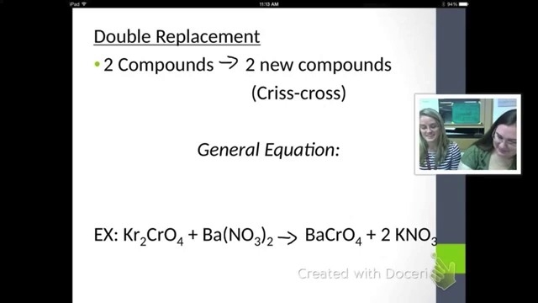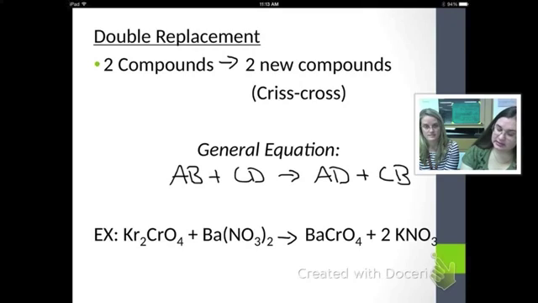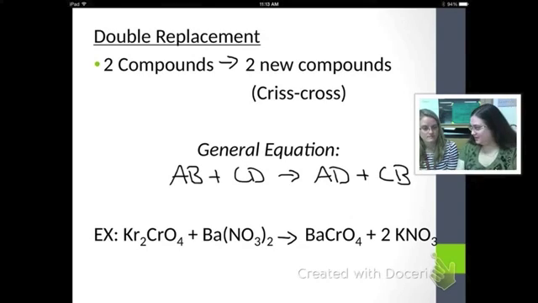Okay. All right. Next one is double replacement. So our word equation is we have two compounds yielding two new compounds. And our general equation for this is going to be AB plus CD making AD plus CB. Now, does it matter which letter goes first and which one goes second? It does. Same thing as before with predicting products. The positives have to stay in the front, negatives have to stay in the back. Cations in front, anions in back. Okay.